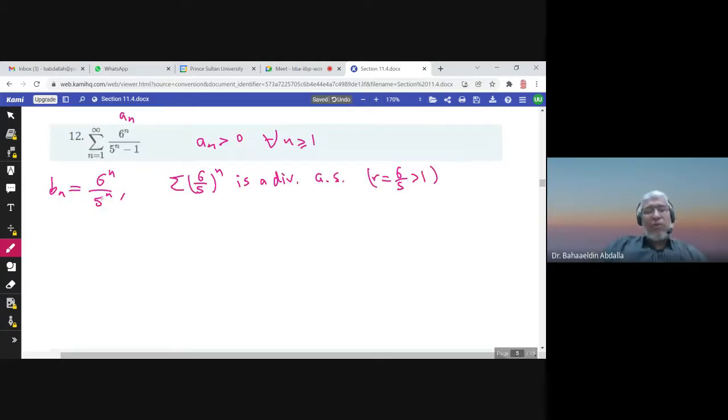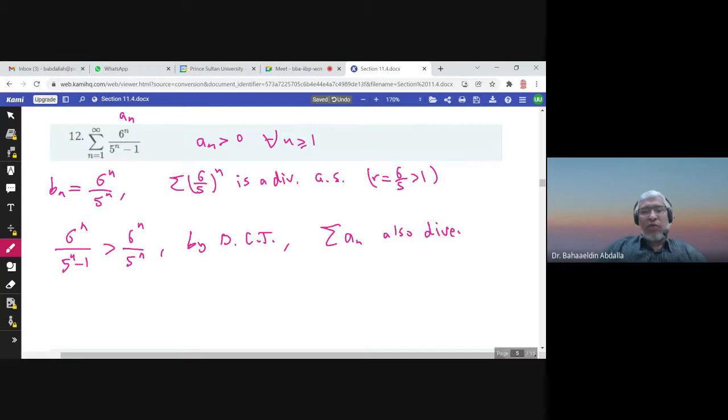So the summation of b_n is divergent, so we have to prove that a_n is greater than b_n. So 6 to the power n over (5 to the power n - 1). Is it greater than 6 to the power n over 5 to the power n? Yes, because this is minus 1 and we removed it. So by the direct comparison test, the summation of a_n also diverges.